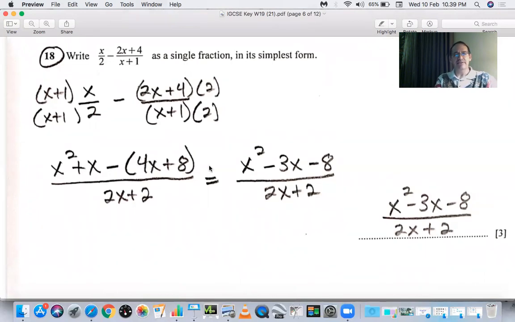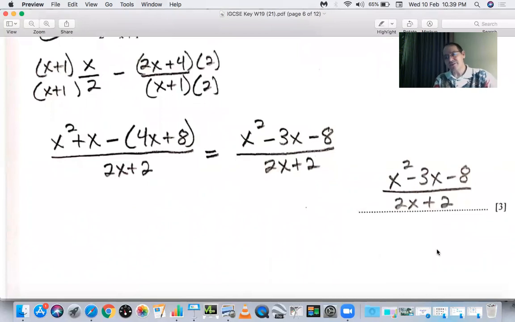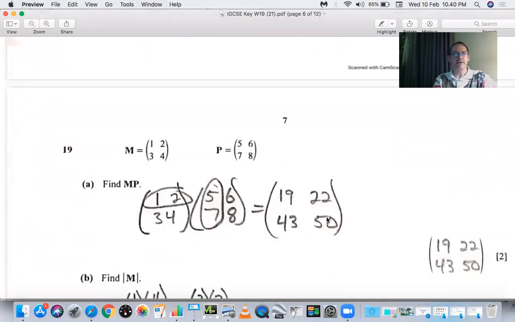So here's our x squared. Here's our x minus 4x is negative 3x, and our minus 8, distribute the negative to make it negative 8, all over 2x plus 2. So this is our simplified fraction, x squared minus 3x minus 8 over 2x plus 2. Again, it would be okay if you left it as 2 times x plus 1 in the denominator.